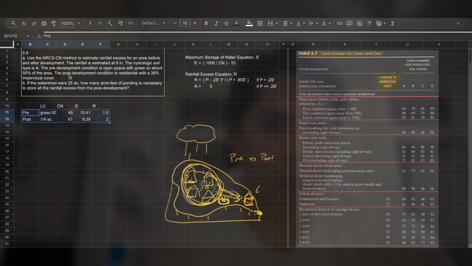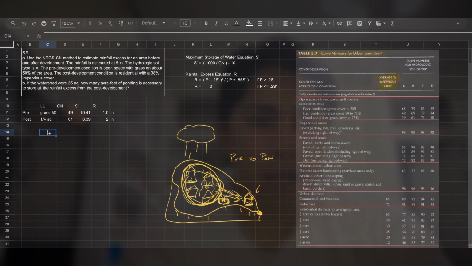We found the rainfall excess for the pre-development and post-development. So we can assume that after the developers built, the runoff doubled, went from 1 inch to 2 inches. So downstream, houses were going to get double the water they used to get. And to make up for that, we need to build a retention basin. And this retention basin needs to hold all those 2 inches.